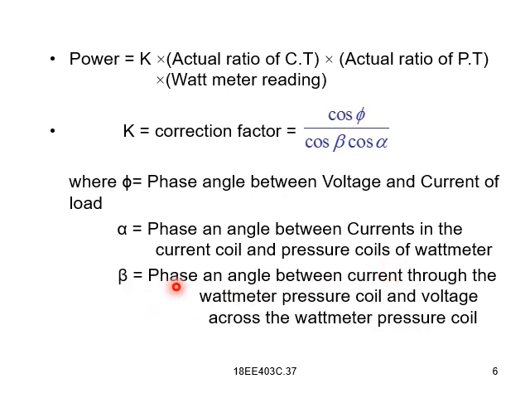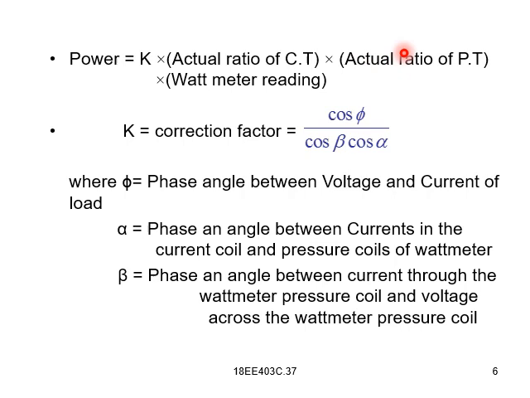and beta is the phase angle between current through the wattmeter pressure coil and voltage across the wattmeter pressure coil. So you can see the overall elements, that finally a power can be given by, which is equal to K into actual ratio of CT into actual ratio of PT into wattmeter reading.